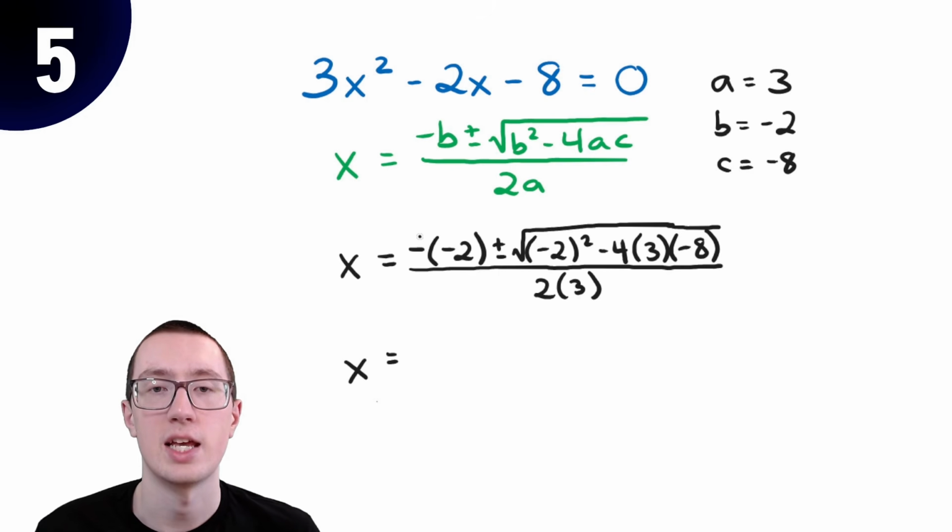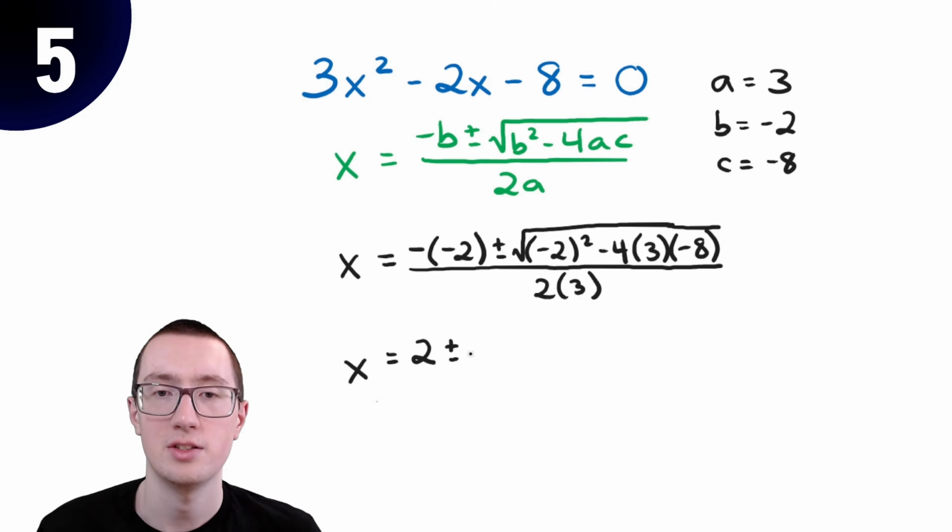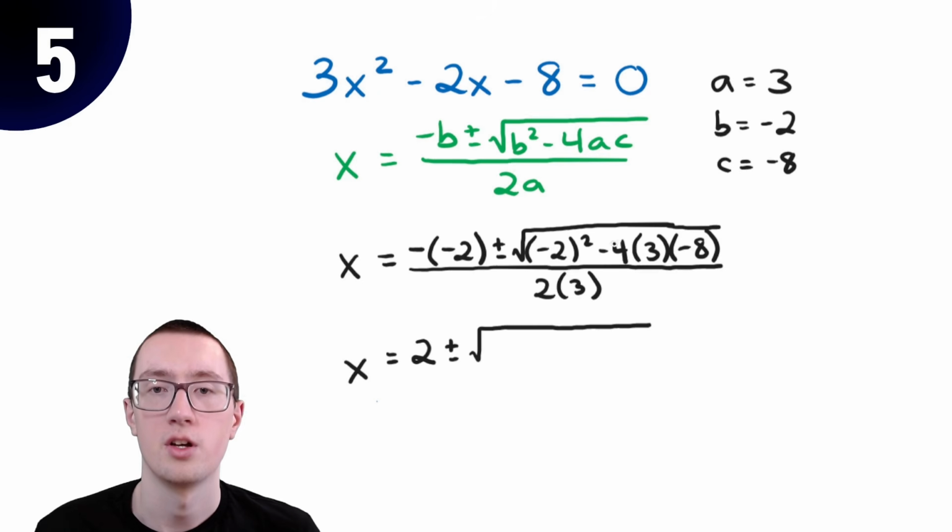So first we have negative 2. 2 negatives make a positive, so that's just going to become positive 2. Plus or minus the square root of negative 2 squared. Remember, when you're squaring, that just means multiplying by itself. So negative 2 times negative 2 becomes positive 4, because 2 negatives make a positive.